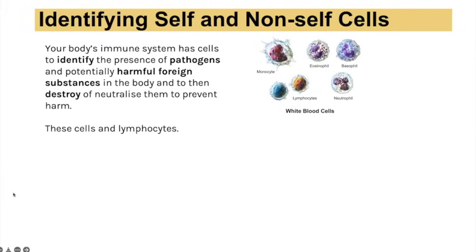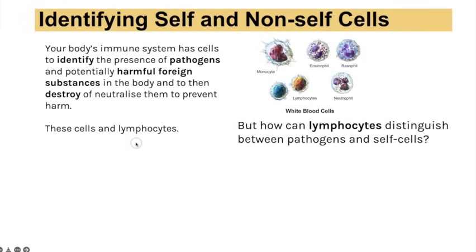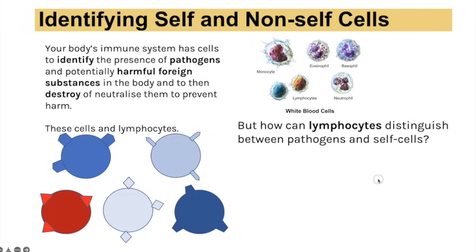The last section of topic 2 is all about immunity, and we begin by looking at identifying self and non-self cells. So your body's immune system has cells to be able to identify the presence of pathogens and potential harmful foreign substances compared to your own body cells. And that's so it can destroy the foreign items and not your own cells. And those cells are called lymphocytes. But how can lymphocytes then actually distinguish between a pathogen and your own body cells?